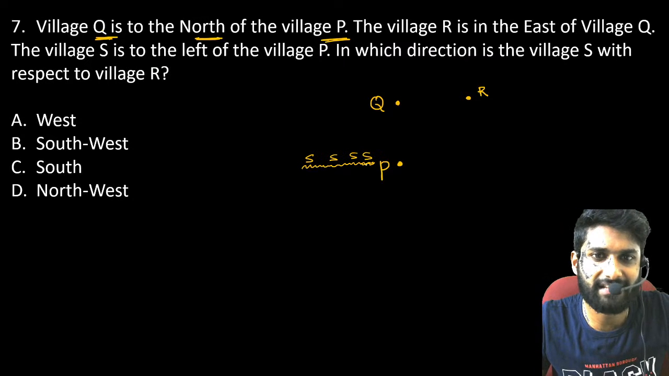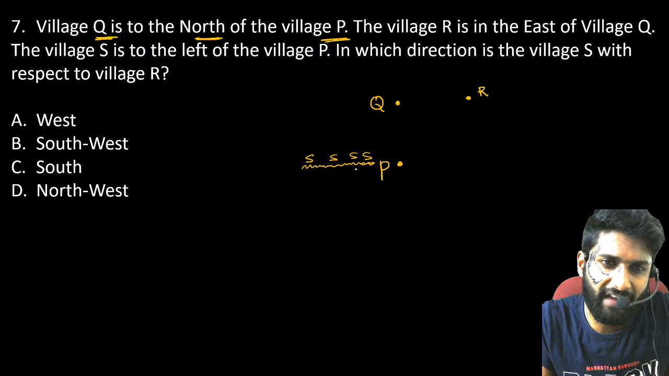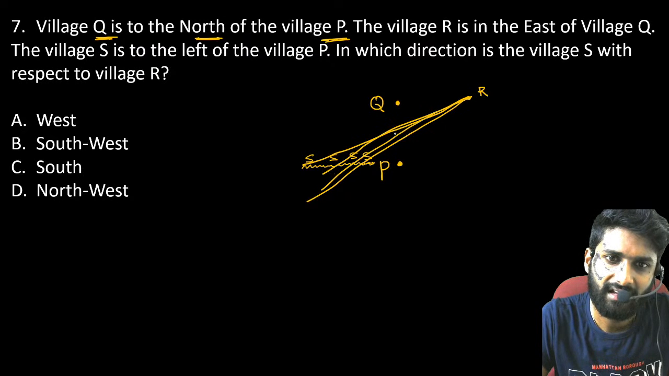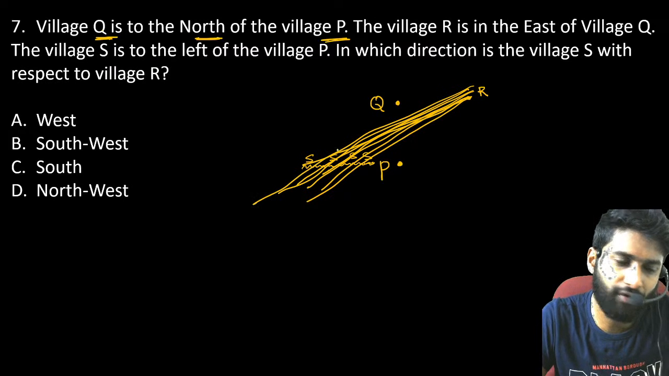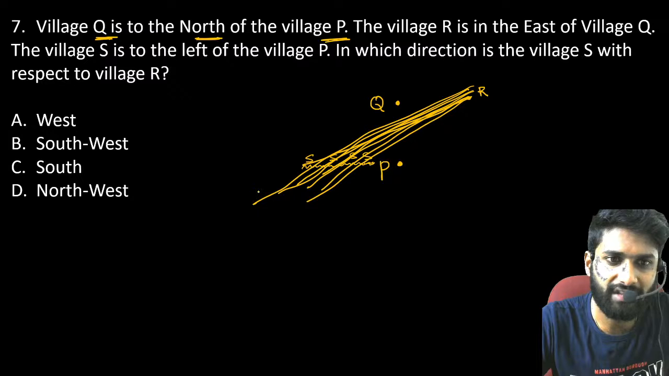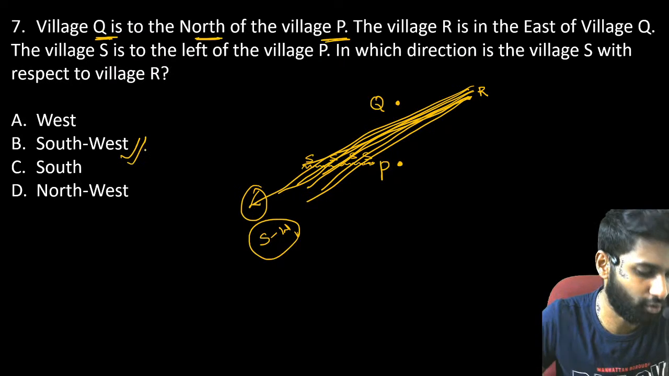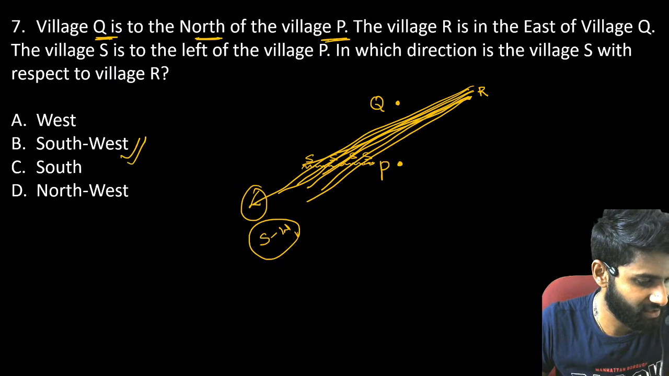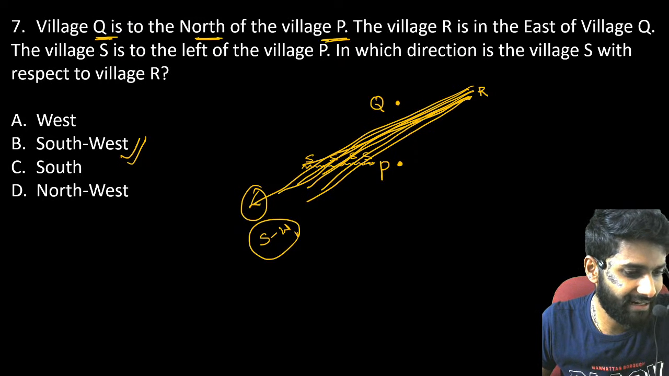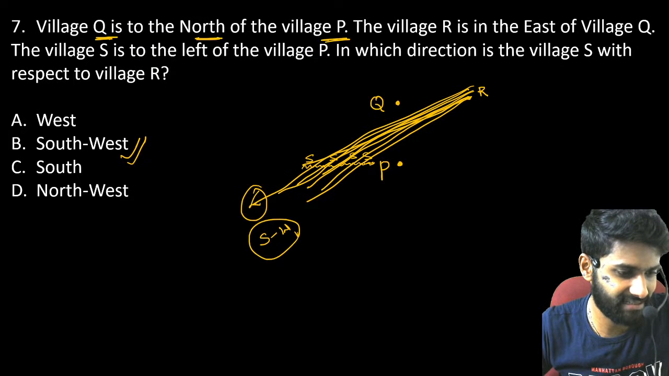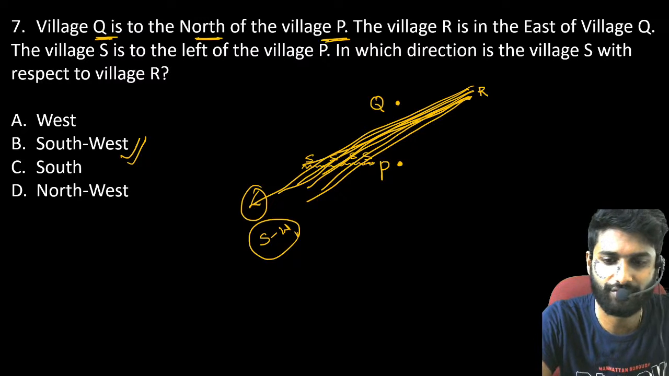Now, which direction is S with respect to R? See guys, the location of S doesn't matter. Why? Because from R to S, each and every point lies on an inclined line. From the R point of view, S will always be on the inclined line, and this inclined point always indicates the southwest direction. So the answer is southwest. An inclined line is a line that passes diagonally. In this question, it doesn't require any distance.